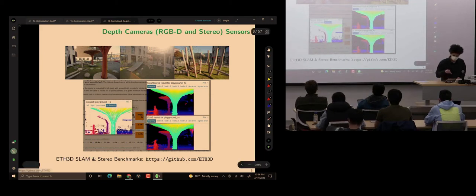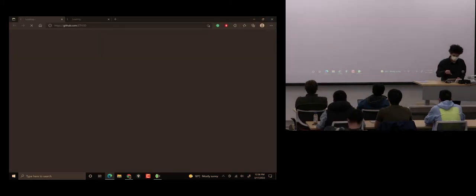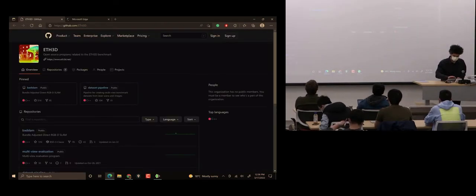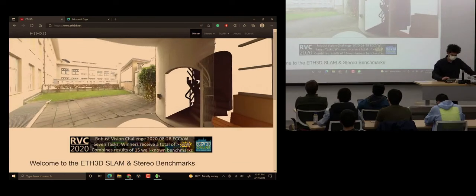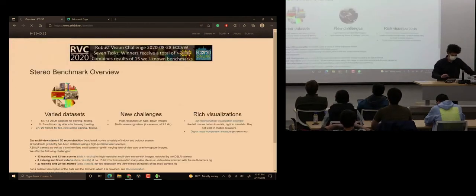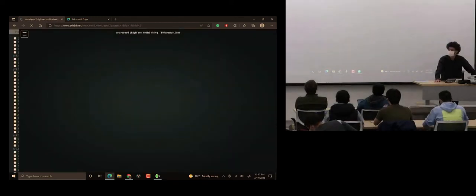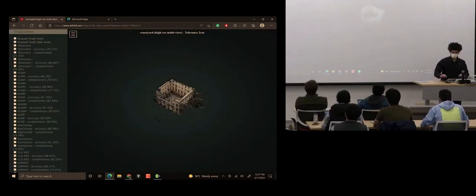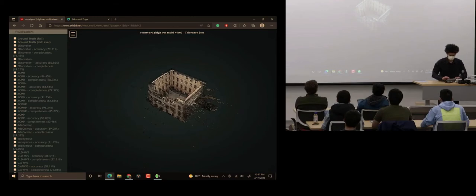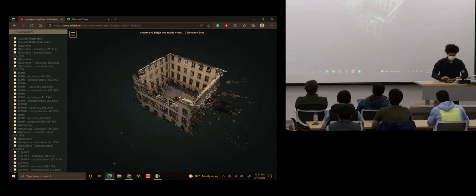You can go to their website. You can see a cool 3D registration example based on different methods.